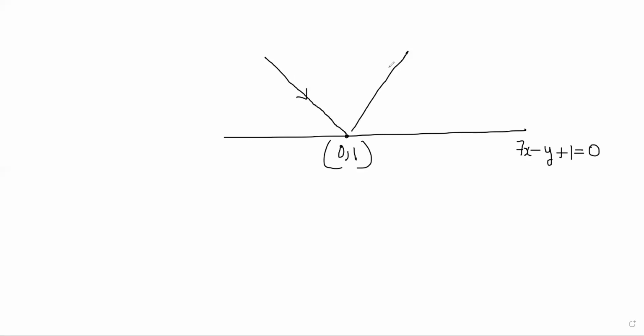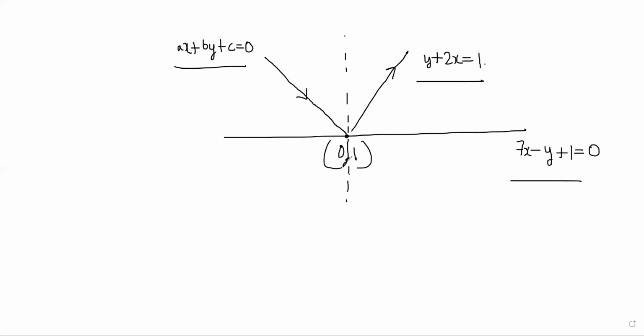This was a JEE Mains question, so would it have been a bonus? I don't know. If the lines are ax plus by plus c is equal to 0 and y plus 2x is equal to 1, then obviously you can find out this angle, since you are given this line and this line. You can say this angle theta will be equal to this angle theta, and you can find out the angle between these two.